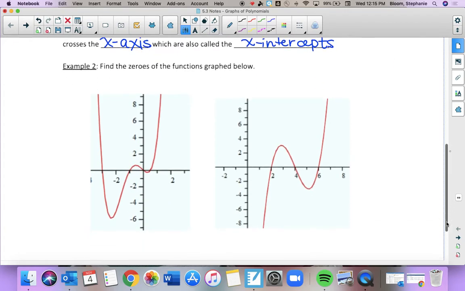So in example 2, it says, find the zeros. So again, there's the vocab word. Find the zeros of the function graphed below. So if that's what they're asking us to find, if I do the first one for you here, they're saying, where is my graph crossing the x-axis? So I would put points where it is so that I can see it. And this is supposed to be a -4 over here, just so you're aware.